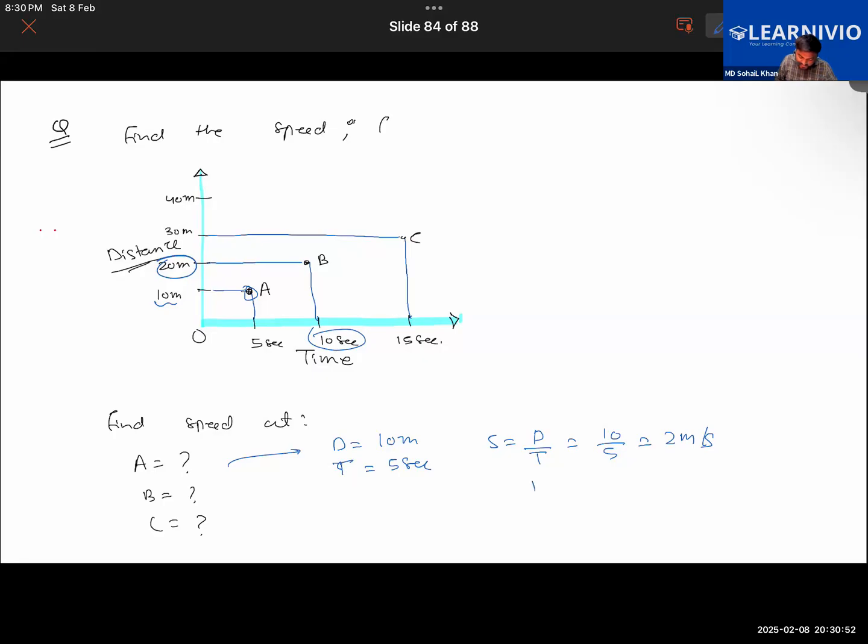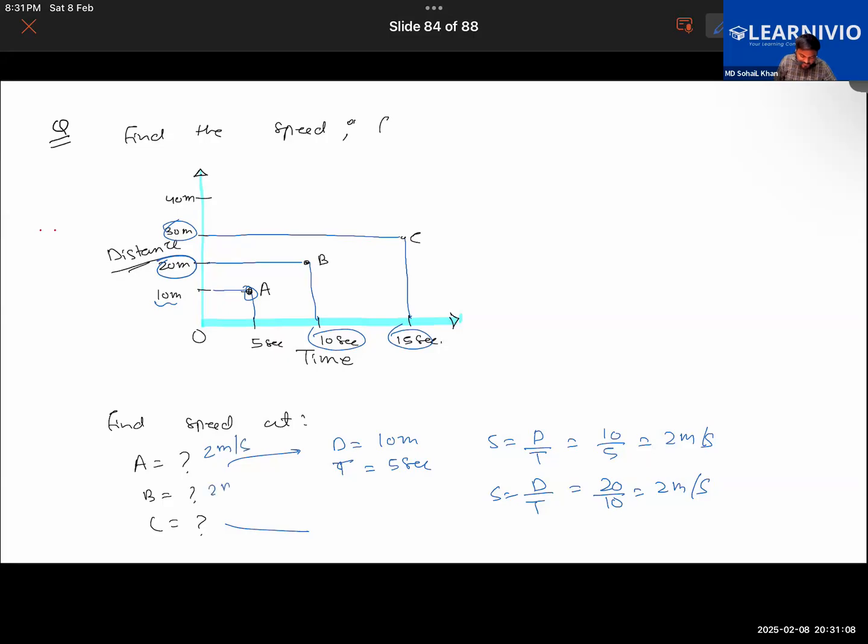So that is going to be exactly 20 upon 10. That is again going to be 2 meter per second. And at the C point also, it's 30 divided by 15. That is again going to be 2. So each time speed is same.